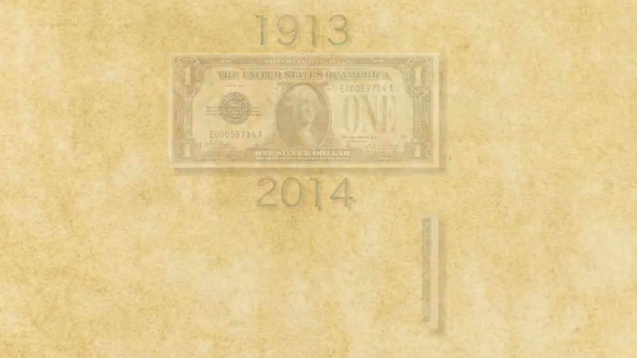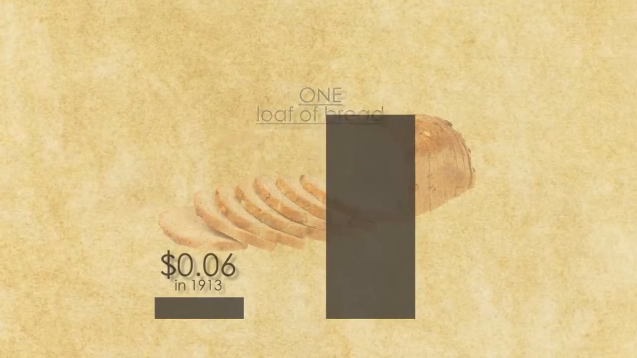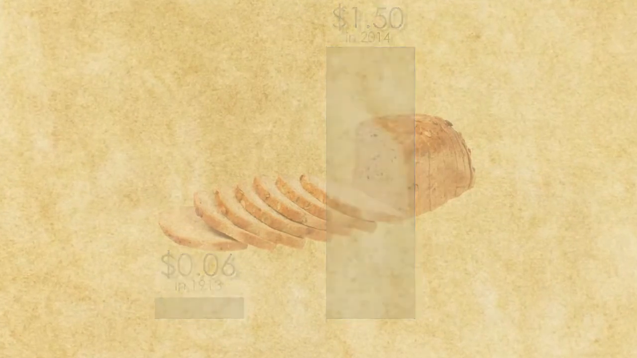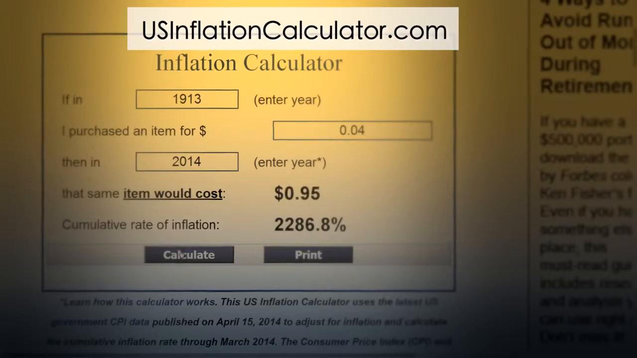The cost for a loaf of bread has gone up 24 times from 6 cents 100 years ago to $1.50 today. Imagine how much better off Americans would be if prices were not increasing so rapidly, if for decades, citizens could have saved wealth under their mattress.